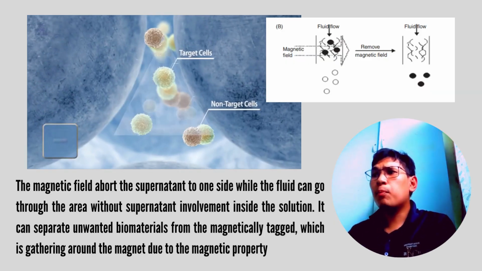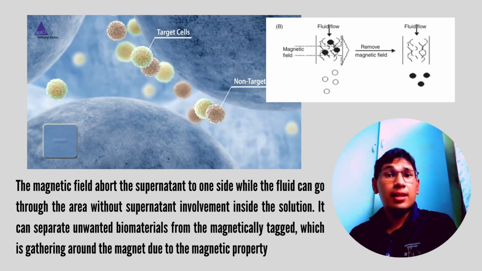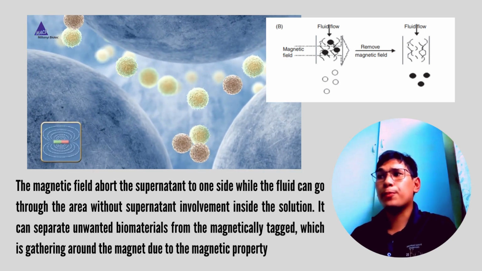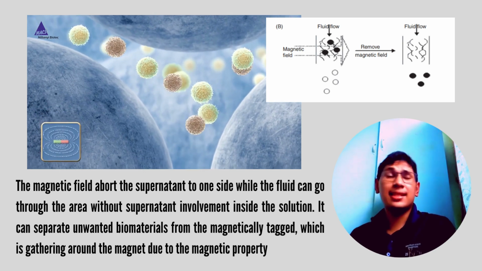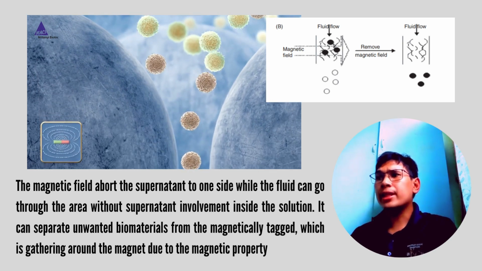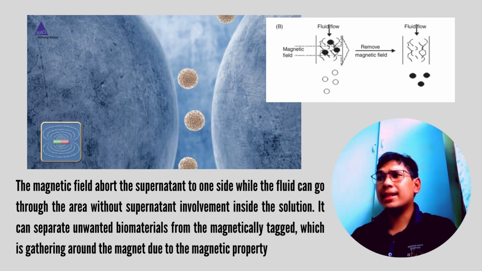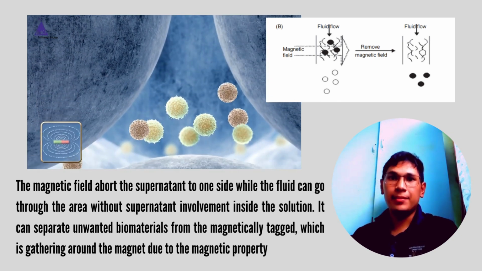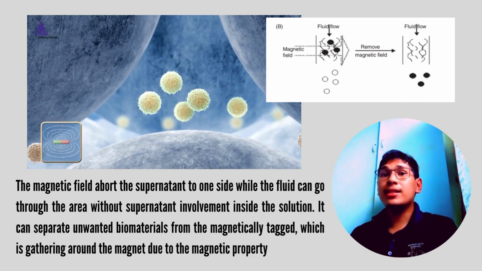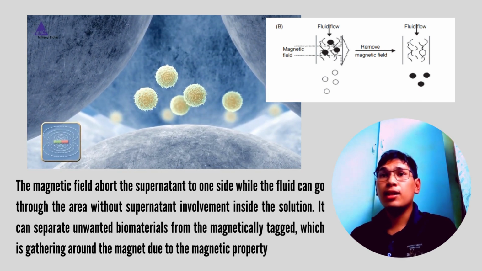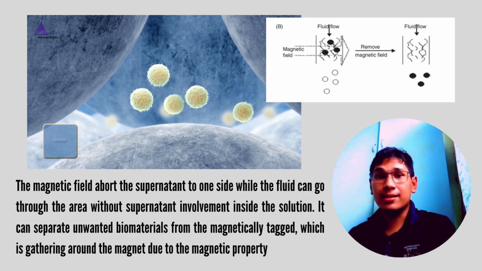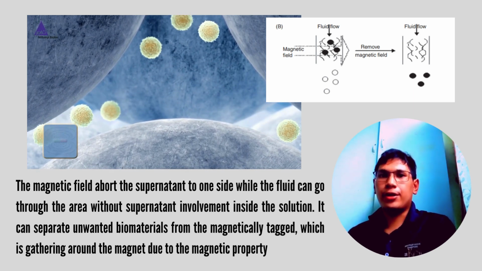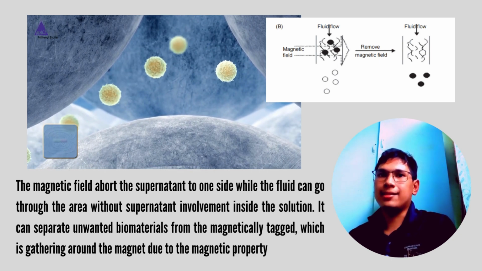The magnetic field draws the supernatant, or the unwanted material, to one side while the fluid can go through the area without the supernatant involved in the solution. It can separate unwanted biomaterials from the magnetically tagged ones, which gather around the magnet due to the magnetic property. As shown in the video earlier, the magnetic field is used to attract the targeted cells so that they cannot mix with our non-targeted cells.